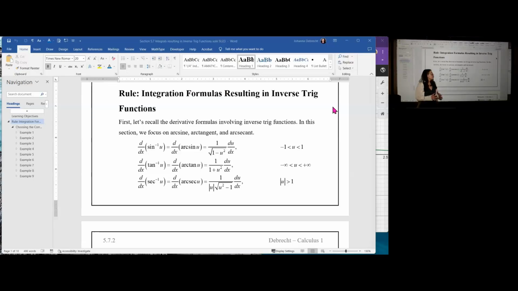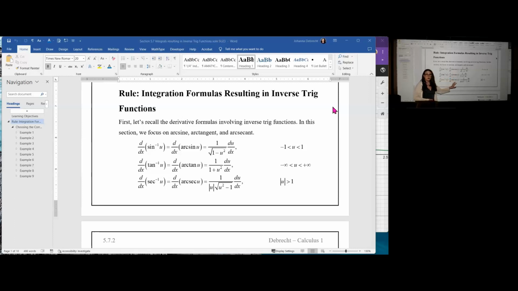Let's go ahead and review the derivatives of the inverse trig functions. We're going to deal with the primary three: arcsine, arctangent, and arcsecant. Again, you can write it with the inverse notation, but it does not mean to raise it to a -1 power. That would give you the reciprocal functions, cosecant, cotangent, and cosine, and that's not what we're looking for. We're looking for the function that undoes the trig function. In other words, we're looking for the angle the sine gives us u.